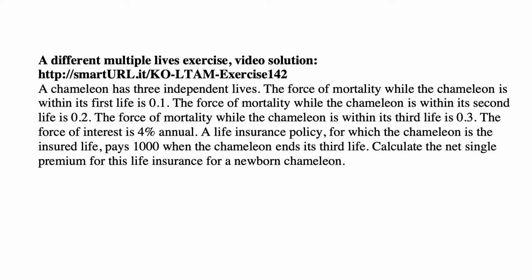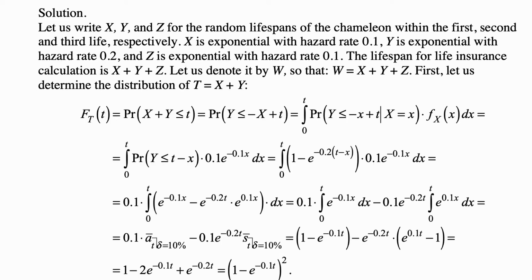A chameleon has 3 independent lives. The force of mortality while the chameleon is within its first life is 0.1. The force of mortality while the chameleon is within its second life is 0.2. The force of mortality while the chameleon is within its third life is 0.3. The force of interest is 4% annual. A life insurance policy for which the chameleon is the insured life pays $1,000 when the chameleon ends its third life. Calculate the net single premium for this insurance for a newborn chameleon.